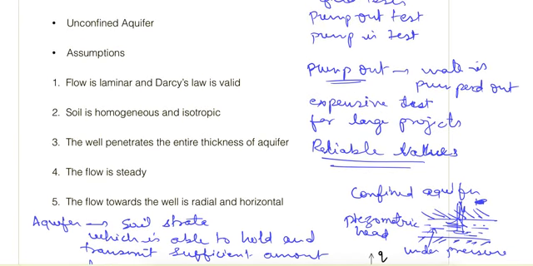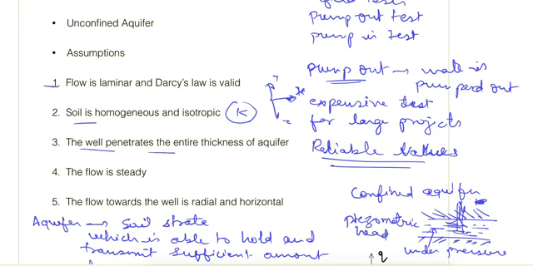So first, for unconfined aquifer, there are certain assumptions made in doing this test. First is flow is laminar and Darcy's law is valid, and soil is homogeneous and isotropic. It means that the value of coefficient of permeability is not changing in any direction and at any location. So coefficient of permeability in x direction, y direction, z direction will be the same, and going further in any direction also the coefficient of permeability will not change. So it means that the soil is homogeneous and isotropic.